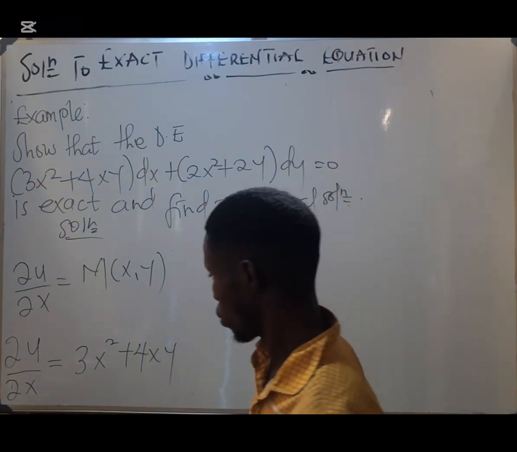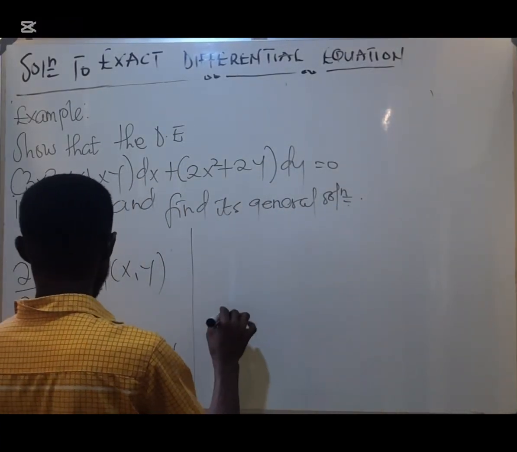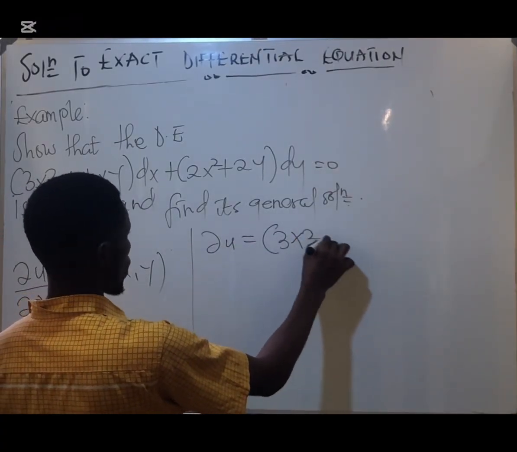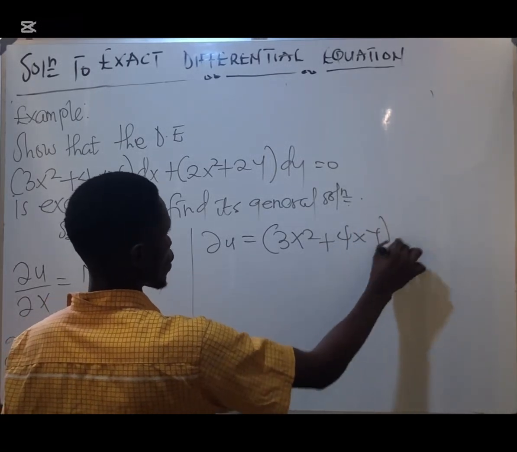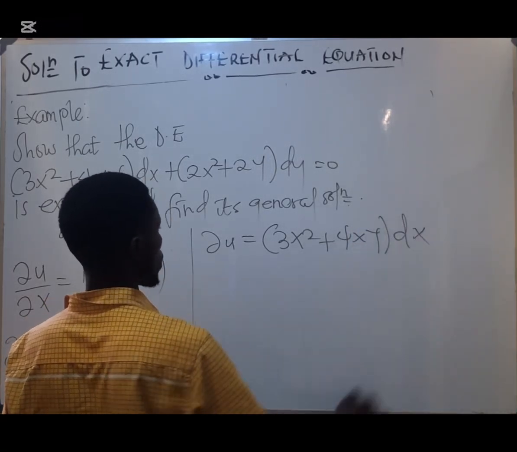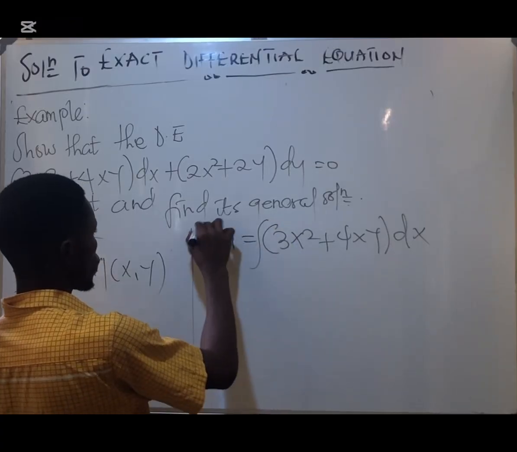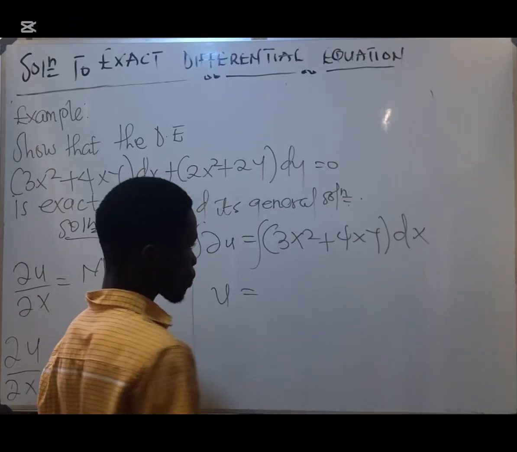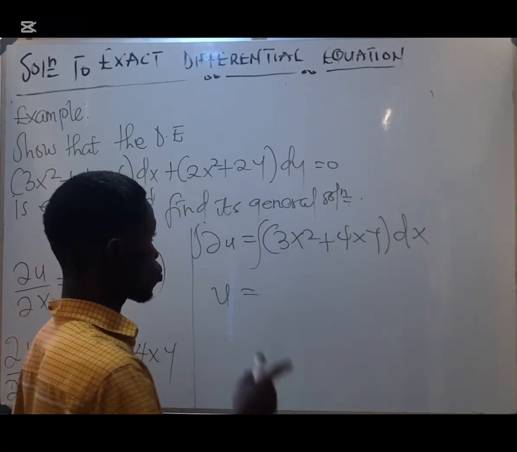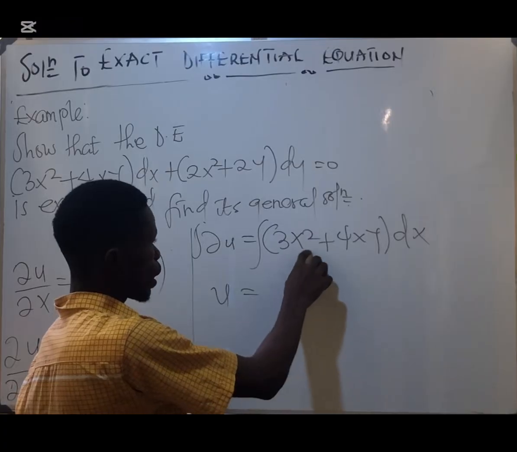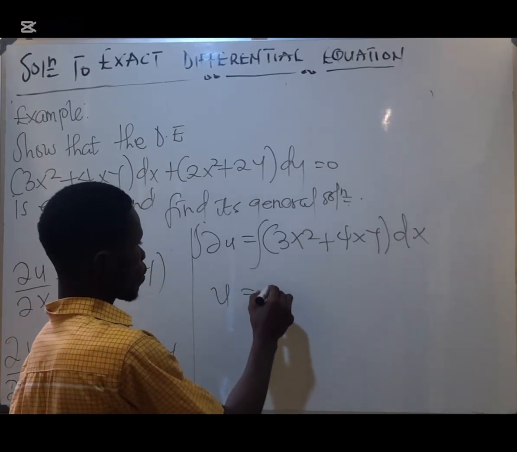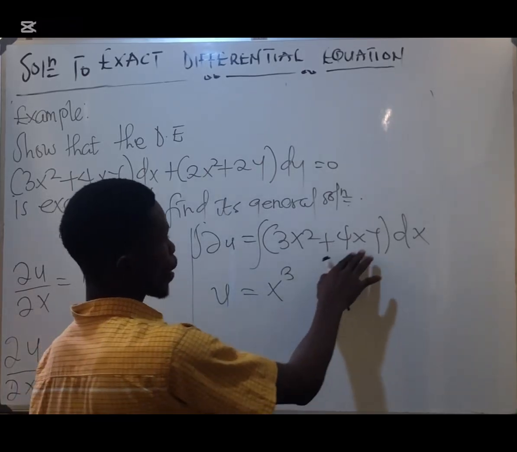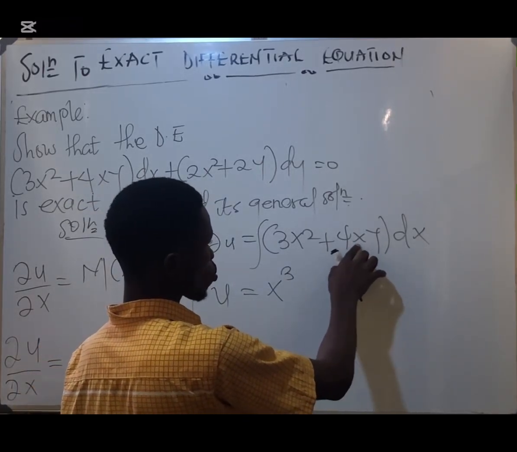Next time I'll go straight, so that I can have delta u equals (3x squared plus 4xy) dx. So we take the integral on both sides. When we take the integral, we have u equals, and this one we are integrating partially with respect to x. So if we integrate this, we have x cubed. I know you know how to do it. Then if I integrate this one, this and that are held constant. So I'm going to integrate this.